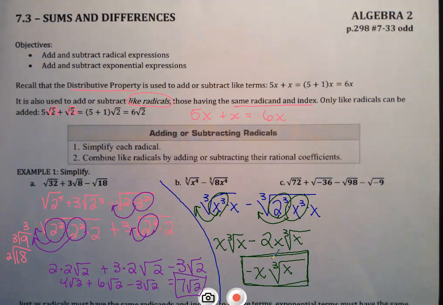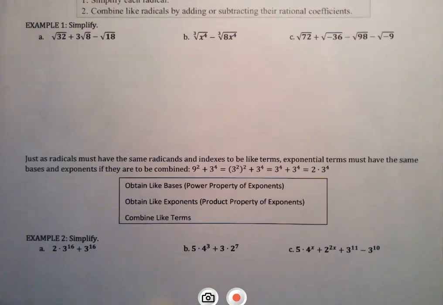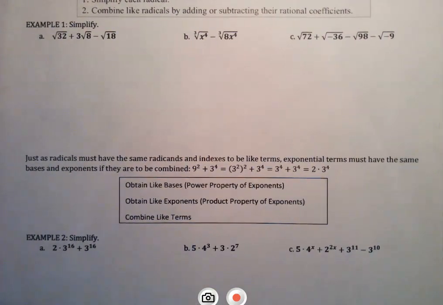It's about to get ugly. Just a little hairy. Maybe not ugly even. Are you able to take a second and recheck 1 and 2? Okay. Yes. Okay, so let's look at the square root of 72 plus the square root of negative 36 minus the square root of 98 minus the square root of negative 9.